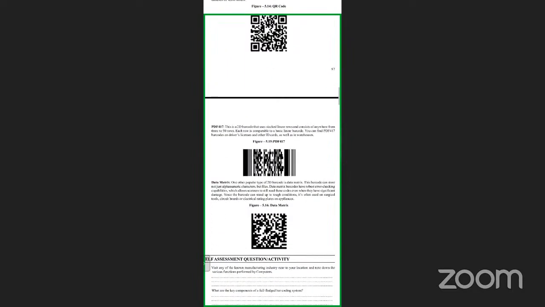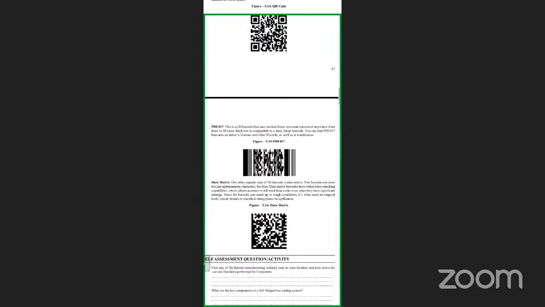Next, we have PDF417, a 2D barcode that uses stacked linear rows and consists of anywhere from 3 to 90 rows, and each row is comparable to a basic linear barcode. You can find PDF417 barcodes on driver's licenses and other ID cards, as well as in warehouses.